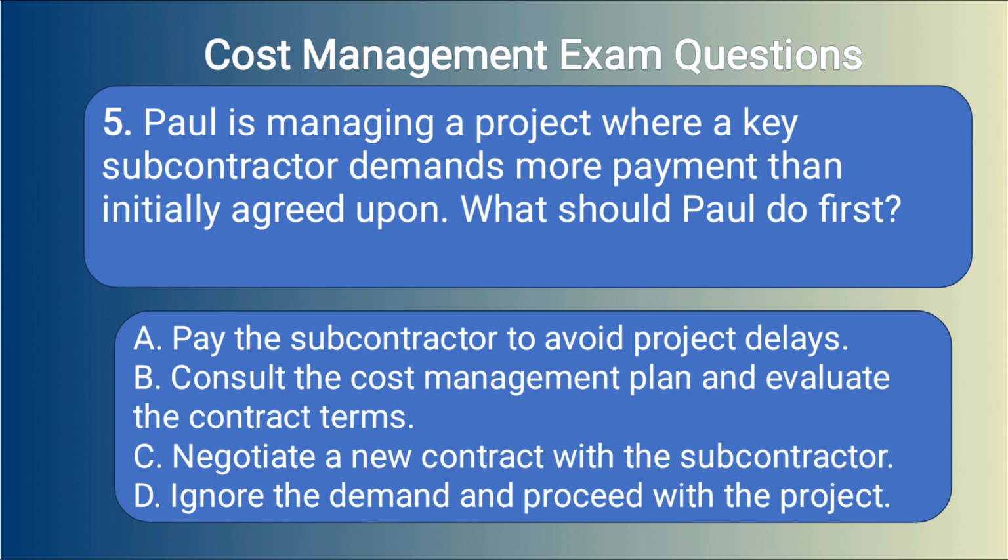5. Paul is managing a project where a key subcontractor demands more payment than initially agreed upon. What should Paul do first? A. Pay the subcontractor to avoid project delays. B. Consult the cost management plan and evaluate the contract terms. C. Negotiate a new contract with the subcontractor. D. Ignore the demand and proceed with the project.